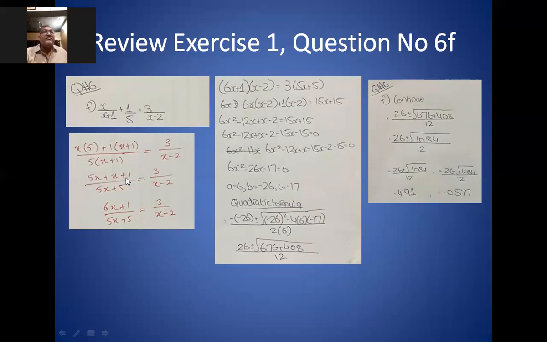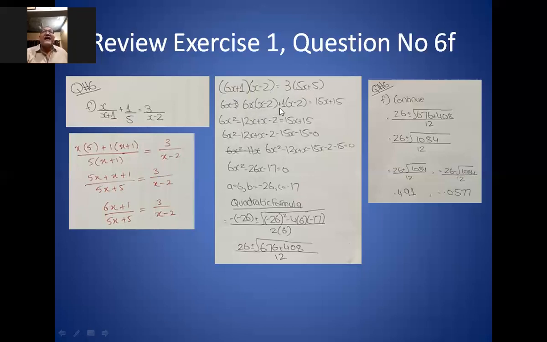So this will be 5x plus x plus 1 divided by 5x plus 5 equals 3 by x minus 2. So that will be 6x plus 1 divided by 5x plus 5 equals 3 divided by x minus 2. So now you have 2 fractions in this equality, so you can cross multiply here. You can see I have done that: 6x plus 1 into x minus 2 equals 3 into 5x plus 5.